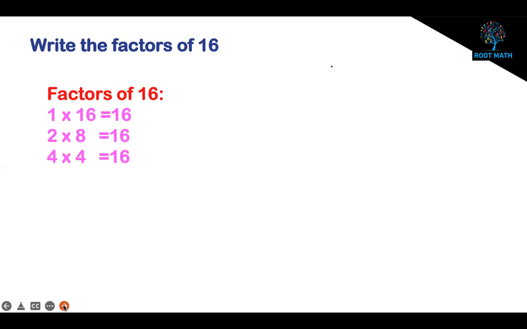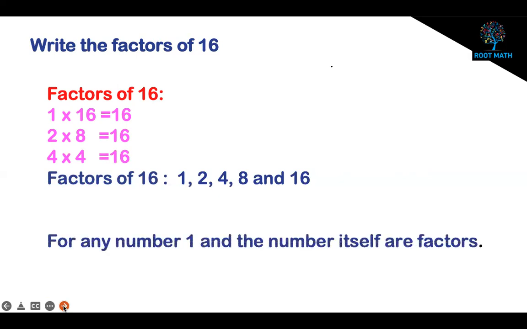We know that after the fourth table, we can't see 16 as a product number in any other table, so we stop here. So all the numbers you have chosen to multiply to give the product number 16 are known as the factors of 16. So the factors of 16 are 1, 2, 4, 8 and 16. These numbers are the factors. So for any number, 1 and the number itself are factors.